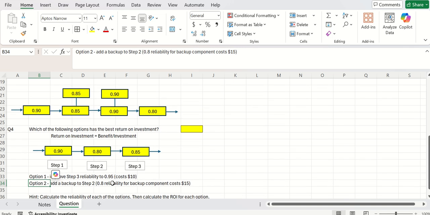Here's a hint on how to do it. First of all, calculate the reliability of option 1 and the reliability of option 2, and then calculate the ROI for option 1 and then option 2. All right, good luck.